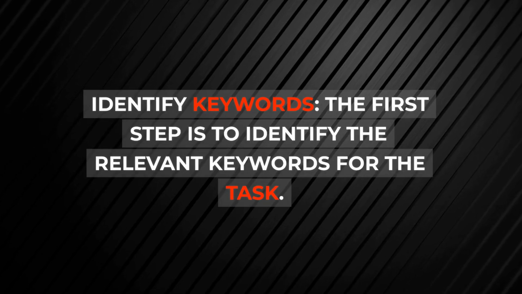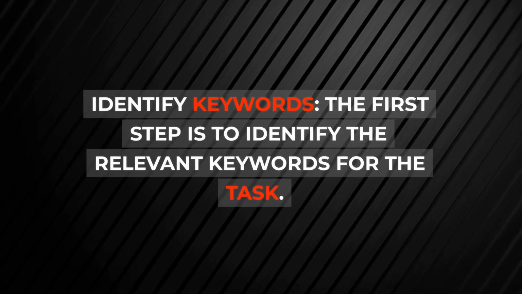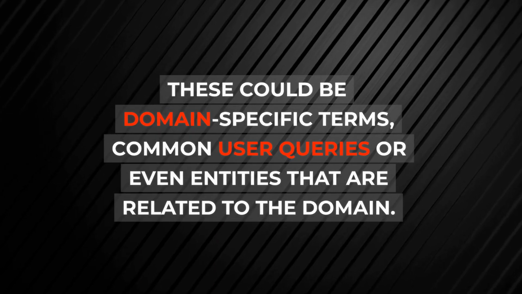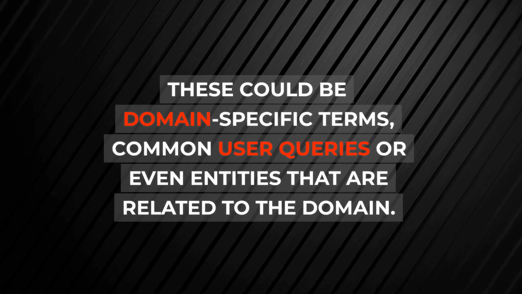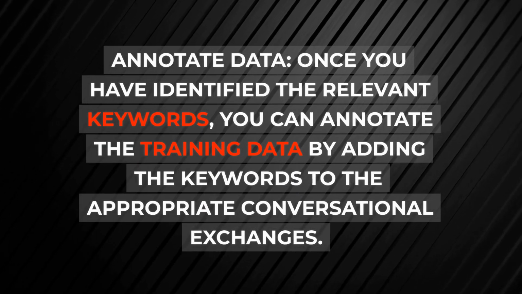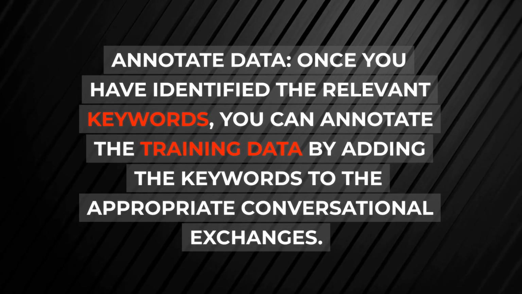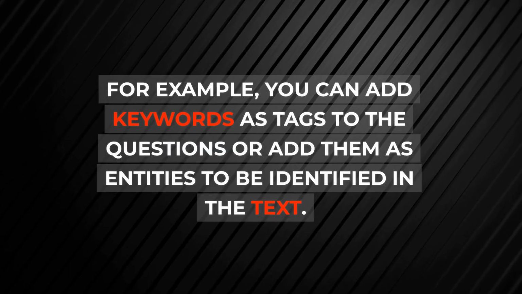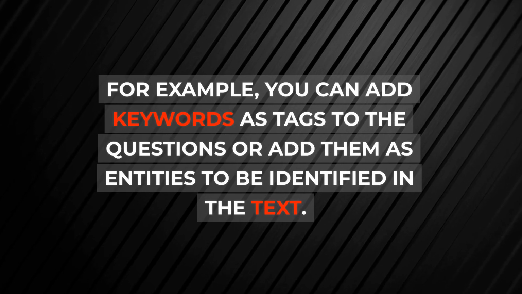Identify keywords. The first step is to identify the relevant keywords for the task. These could be domain-specific terms, common user queries, or even entities that are related to the domain. Annotate data. Once you have identified the relevant keywords, you can annotate the training data by adding the keywords to the appropriate conversational exchanges. For example, you can add keywords as tags to the questions or add them as entities to be identified in the text.